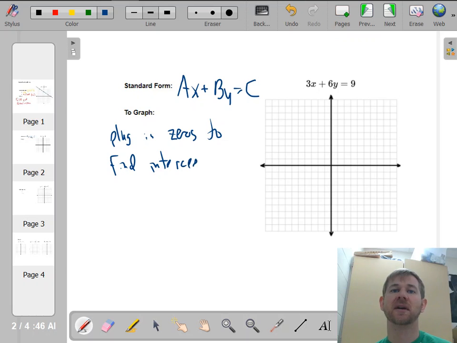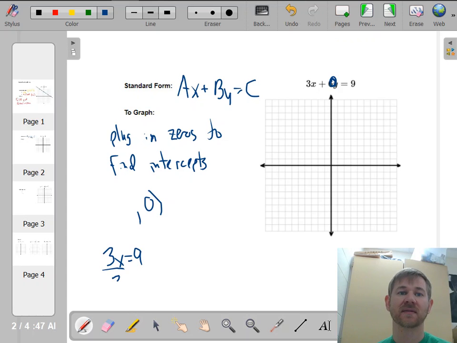And I apologize for my handwriting. It's especially tough on this thing. So we're going to plug in zeros to find our intercepts. That means if I want to find the x-intercept, what I'm essentially doing is plugging in 0 for y. So if I plug in 0 for y, this whole thing's going to go away because 6 times 0 is 0. So then I have 3x equals 9. If 3x equals 9, and I say I want the x-intercept, divide both sides by 3, and you get the x-intercept is 3. So the x-intercept is 1, 2, 3, right there. When you plug in 0 for y, you solve the equation for x, and you get 3.